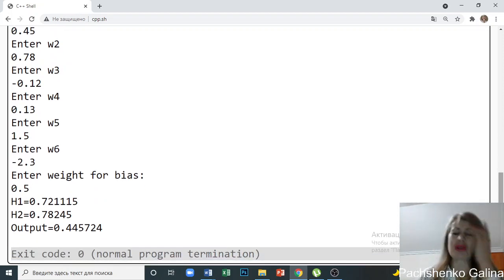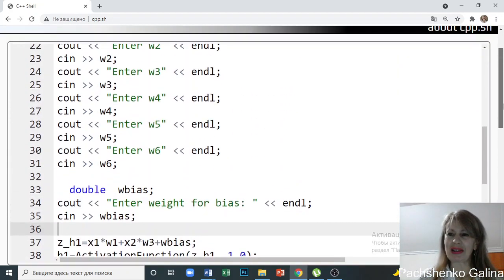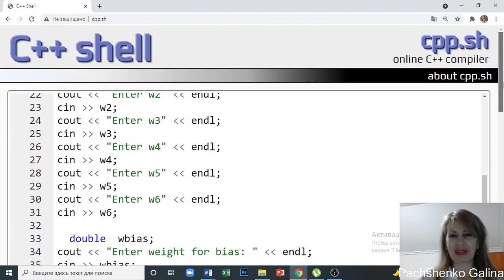Yes, please note, it was 0.34 and now it's 0.44. So our biases always shift the decisions, shift our output. And this is the end of practice 3. Thank you very much. See you.